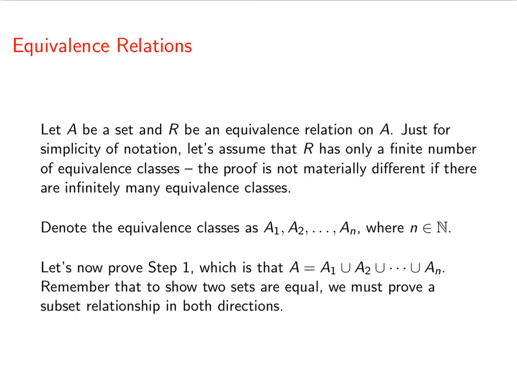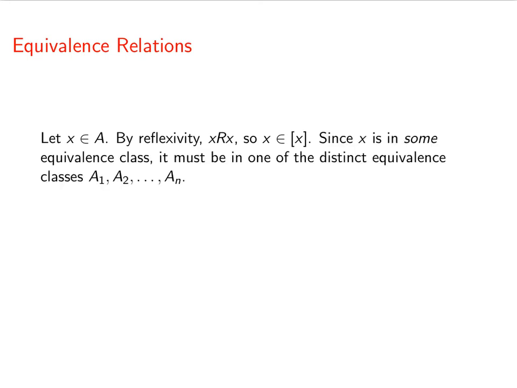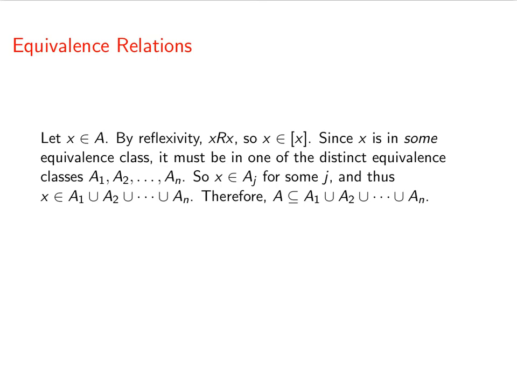Well, it's a set equality proof, so we have to prove a subset relationship in both directions. Let's start by picking an element X in A. According to reflexivity, X is related to X, so that means X is an element of the class of X. Now X is in some equivalence class, so it has to be in one of the equivalence classes that we named earlier, A1 through AN. So X is an element of A sub j for some j, and that means X has to belong in that union somewhere. That proves the subset relationship in one direction.